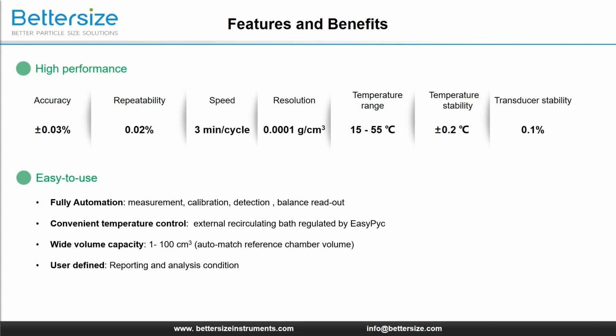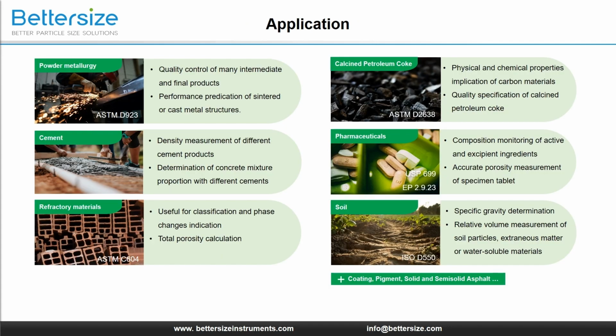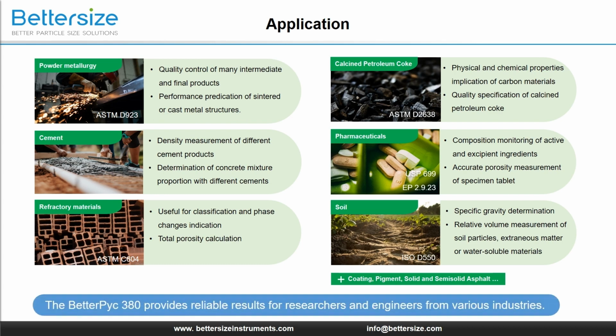measurement needs. The instrument is ideal for a wide range of industries and complies with ASTM and ISO standards relating to powder metallurgy, refractory materials, pharmaceuticals, and so on. For instance, in powder metallurgy, the engineer can determine the properties and performance of the metal products by measuring the skeletal density. With high performance, the BetterPyc provides reliable results for researchers and engineers from various industries.